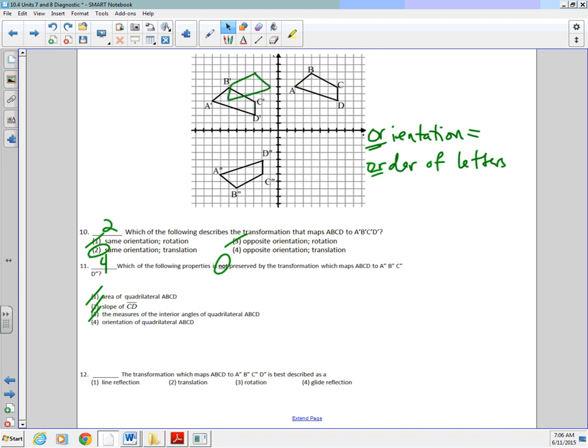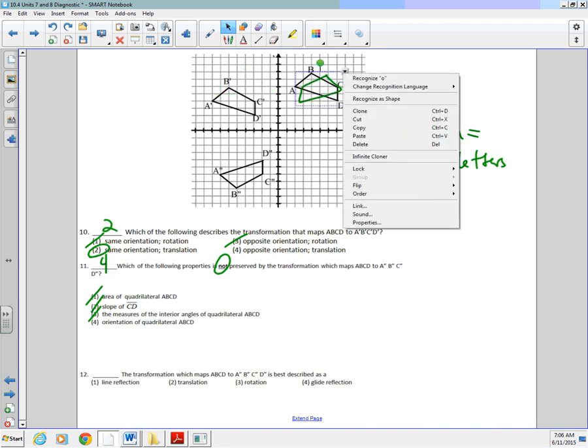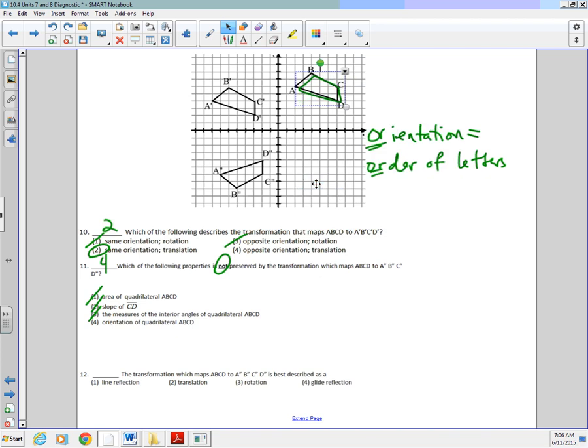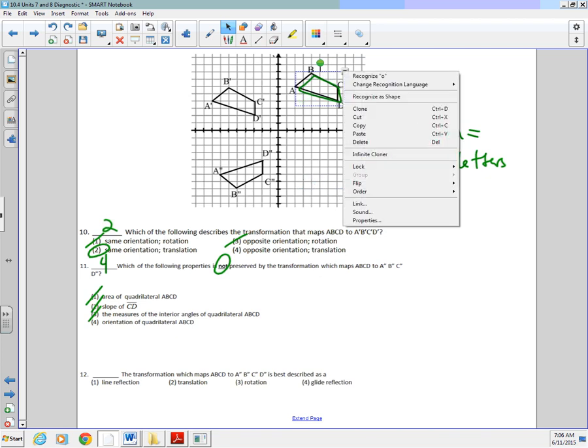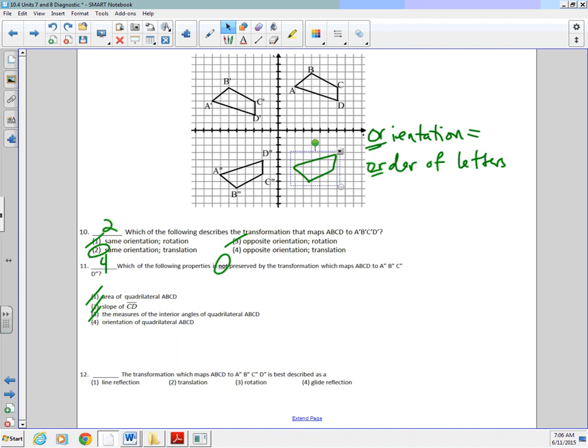Oh, sorry, I flipped it left, right. That would be a reflection over the y-axis. Well, that didn't happen. Okay, let's try this again. Let's flip it back to where it was, and we're going to flip it up, down. And then obviously you have to move it down here. That would be a reflection over the x-axis. So it's not just a reflection.